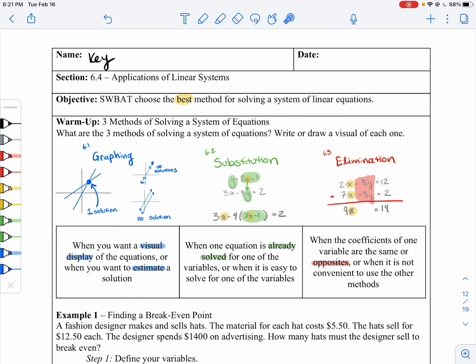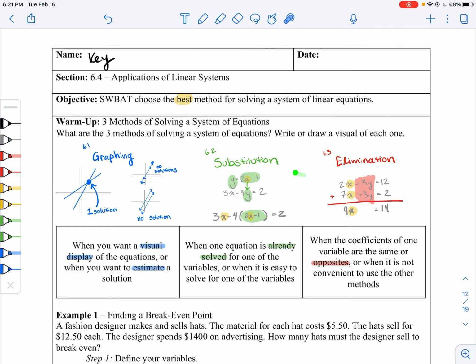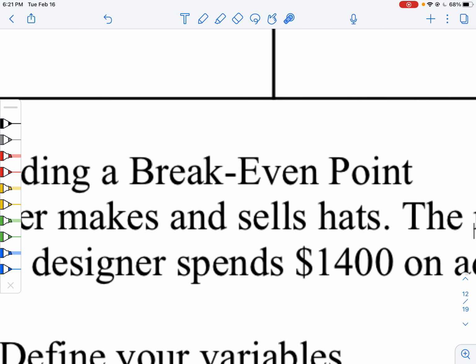Okay, cool. So all day today, we're going to use any one of these strategies, any one of these methods. You can honestly just use which one works best for you. So let's start by finding a break-even point.